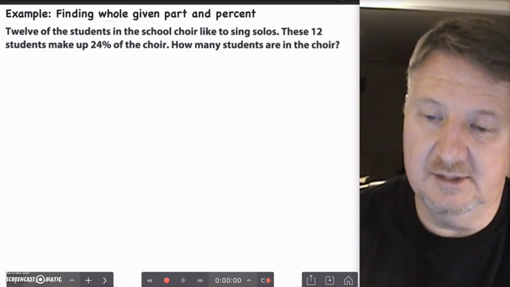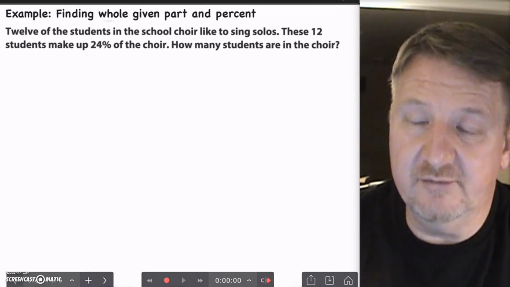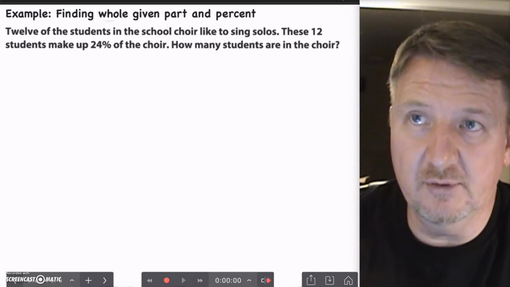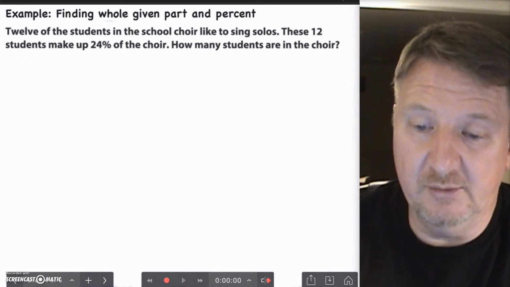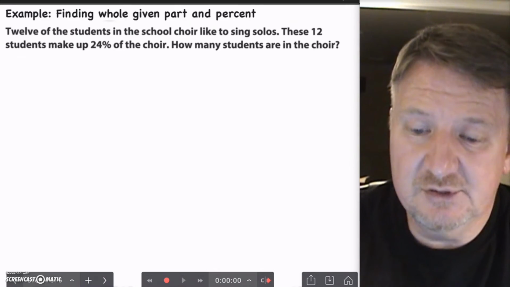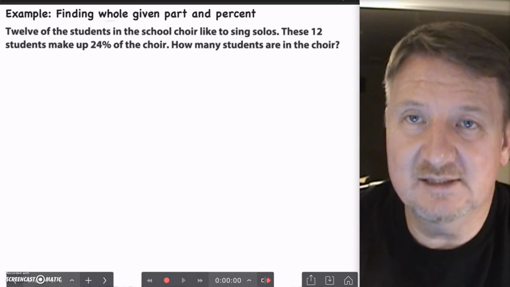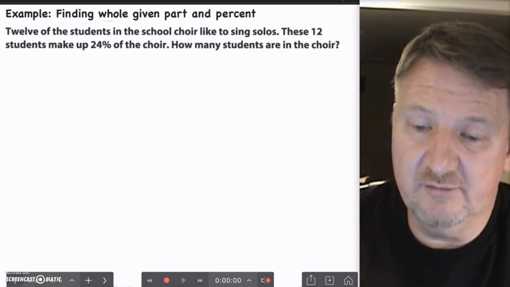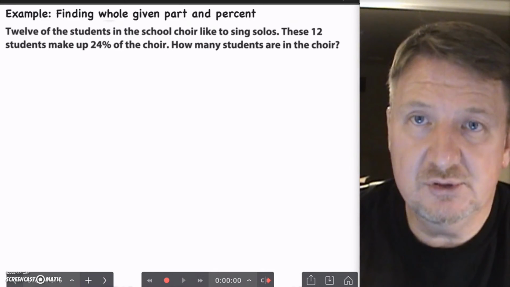All right, so it says find the whole given the part and the percent. Now in this case, we don't know what the whole is. We're given the part and we're given the percent. So let's look at the problem. It says 12 of the students in the school choir like to sing solos. These 12 students make up 24% of the choir. How many students are in the choir?